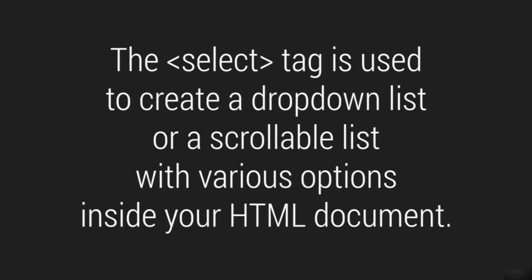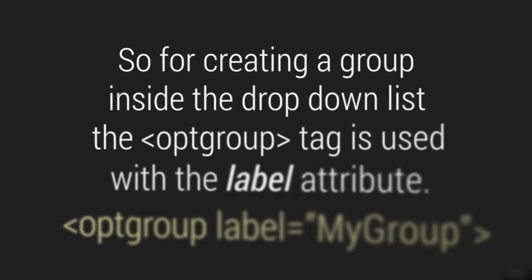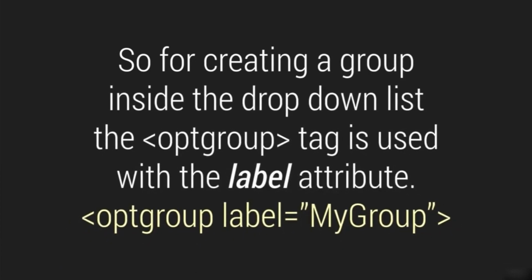The second question is how to create a group inside the select tag list. So for creating a group, we use the optgroup, that is option group, tag, like we have done here in this example, and that creates groups for the items.